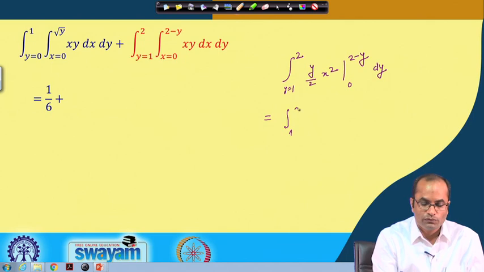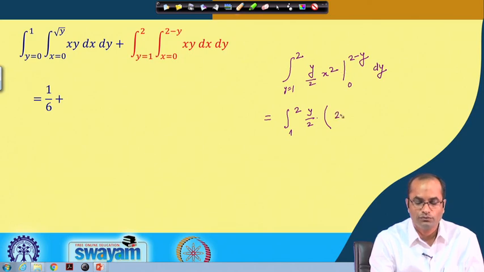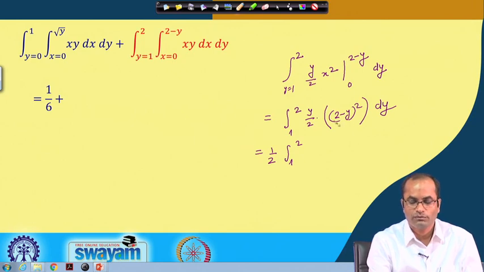So, this is equal to the integral from 1 to 2 of y by 2 times x square, so 2 minus y square, and then minus 0. So, we have this dy. So, 1 by 2 and this 1 to 2. So, y has to be multiplied here.